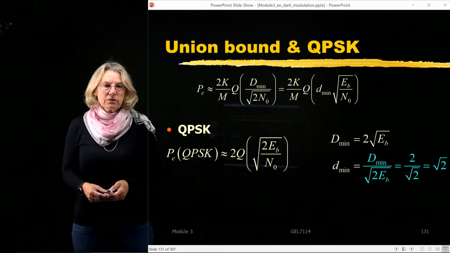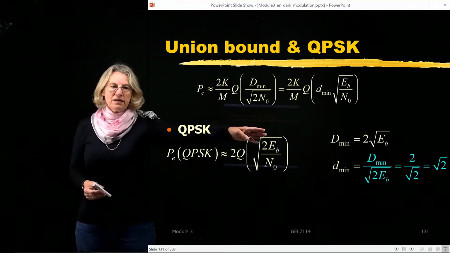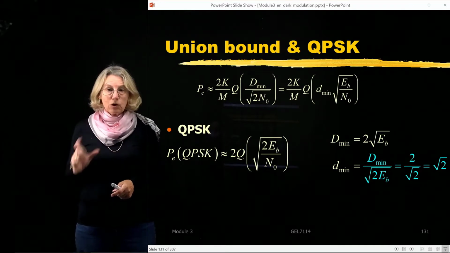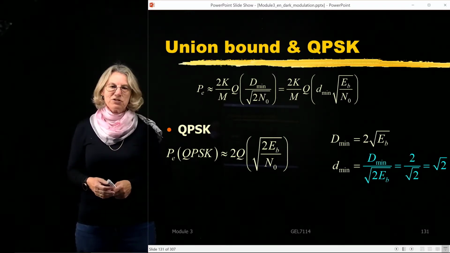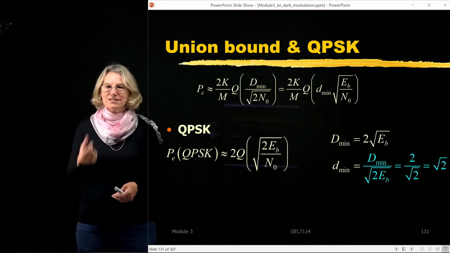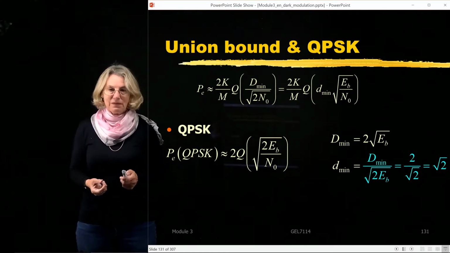So just to recall that the dmin was 2 times the square root of Eb, and when we normalize it to the lowercase dmin, that comes out to the square root of 2. So square root of 2 is this normalized distance for QPSK.